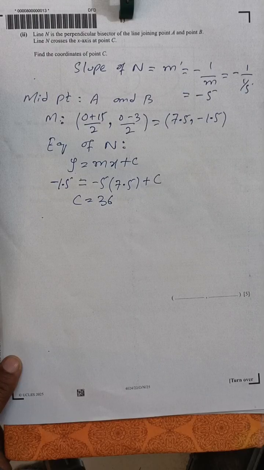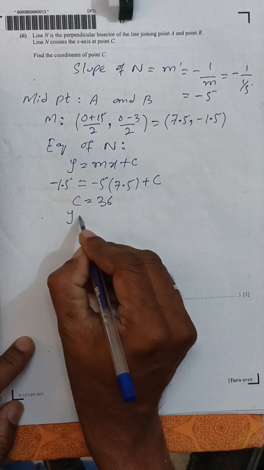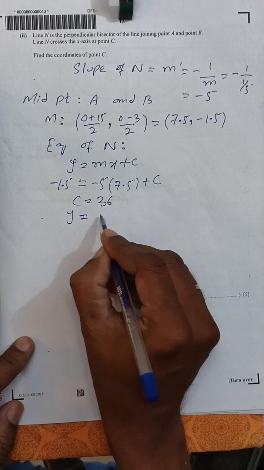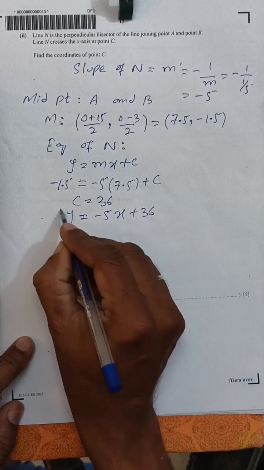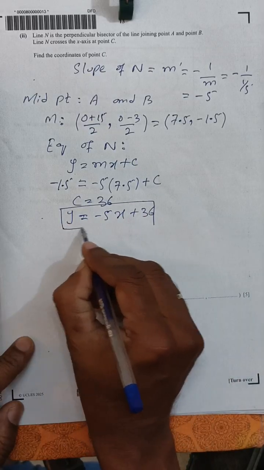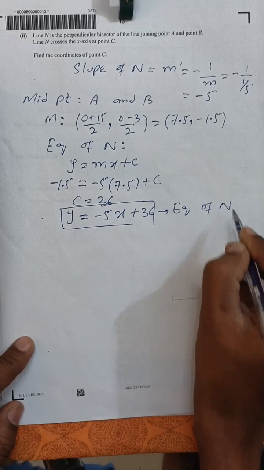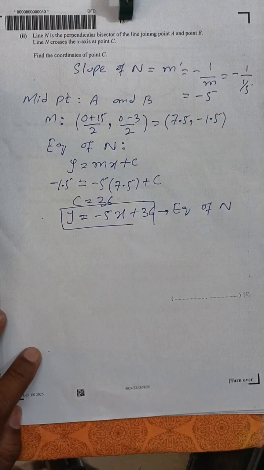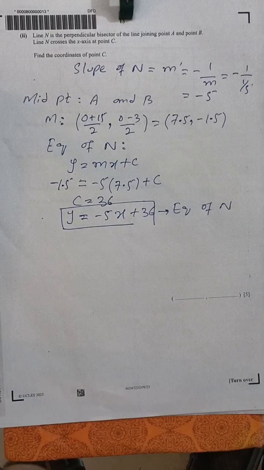And this equation is the equation of the line. So y equals what? Minus 5x plus 36. Now what is the equation of the point C? This line passes through point C. What does it mean at the point C? Look at the point C.